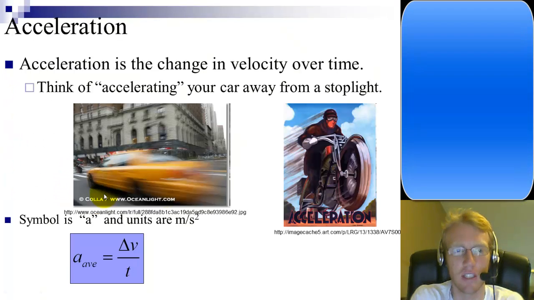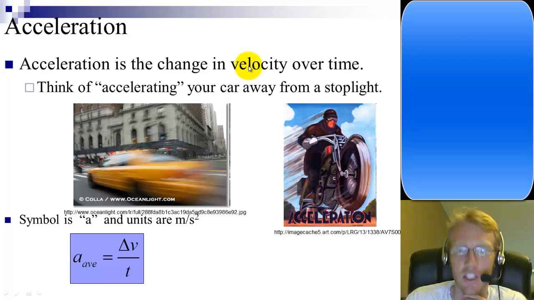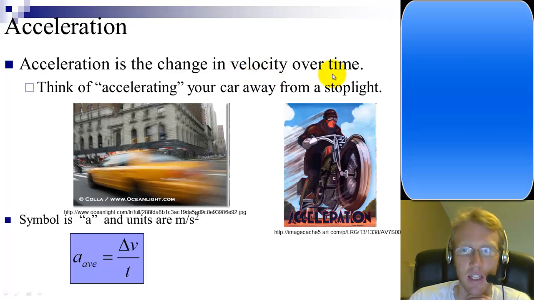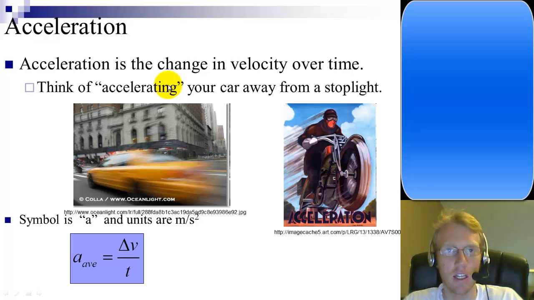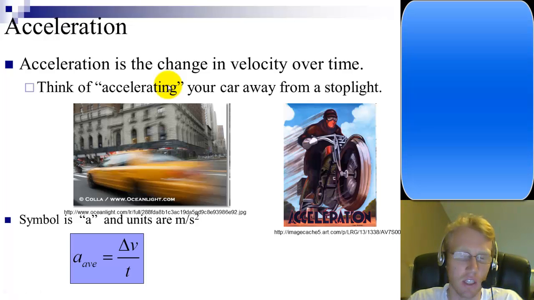So let's start off with just what is acceleration. It's a word that we use all the time in our regular English vocabulary, and for the most part our use of it is accurate in terms of the scientific meaning. So acceleration is a change in velocity over time. That's the scientific definition. So when you talk about your car accelerating, it's increasing its speed, and therefore it's increasing its velocity, so it is accelerating in a physics sense as well as in a normal English sense.